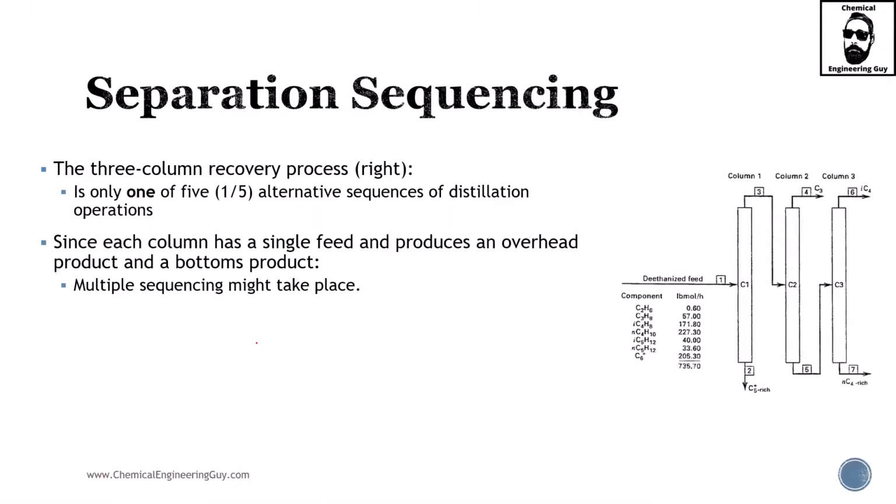Separation sequencing is a very interesting topic whenever talking about separation processes. Now let us remember our last exercise, in which we got the feed, which is deethanized. It contains mostly C3 all the way to C6. And we used three columns: 1, 2, and 3. In the first one we separated C5 plus, meaning C5, C6, 7, 8, all of them. Then in column 2, we separated propane. In column 3, we separated isobutane and N-butane.